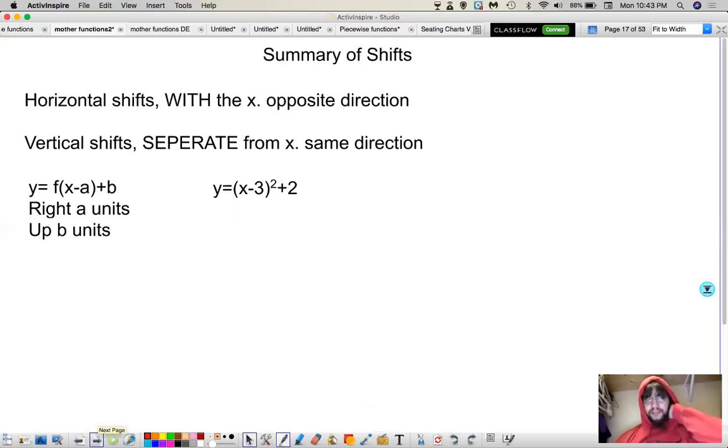So here's a summary of shifts. Horizontal shift. If you notice, it's the opposite of what you think it should be. So if it's a minus A, you're going to go right. If it's a plus A, you're going to go to the left. So this is function notation. You should be familiar with this. If you're not, here's a more physical example. What's going to happen in here? It's going to go right 3 units. And it's going to go up 2 units.